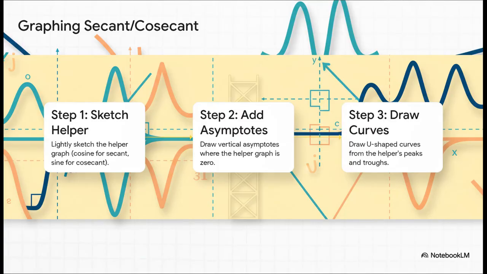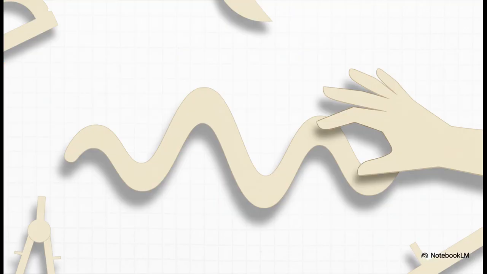The method for this is actually beautiful because it's so simple and you can do it every single time. It's just 3 steps. First, you're going to lightly sketch your helper graph. For secant, that's cosine. Second, find every single spot where that helper graph hits 0 and draw a vertical dotted line. That's an asymptote. And finally, you just draw these U-shaped curves that kind of spring off the peaks and valleys of your helper graph. That's it. Okay, let's build one together right now.